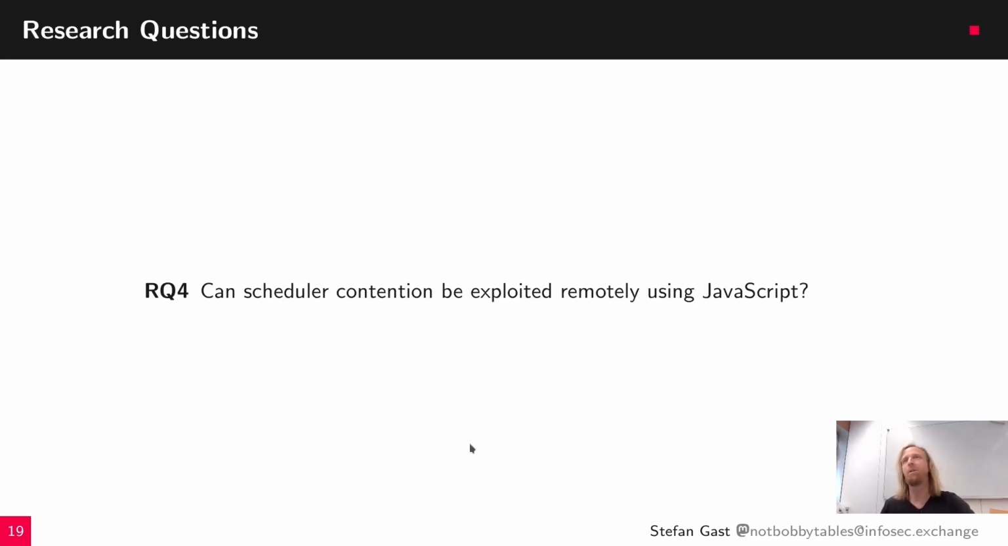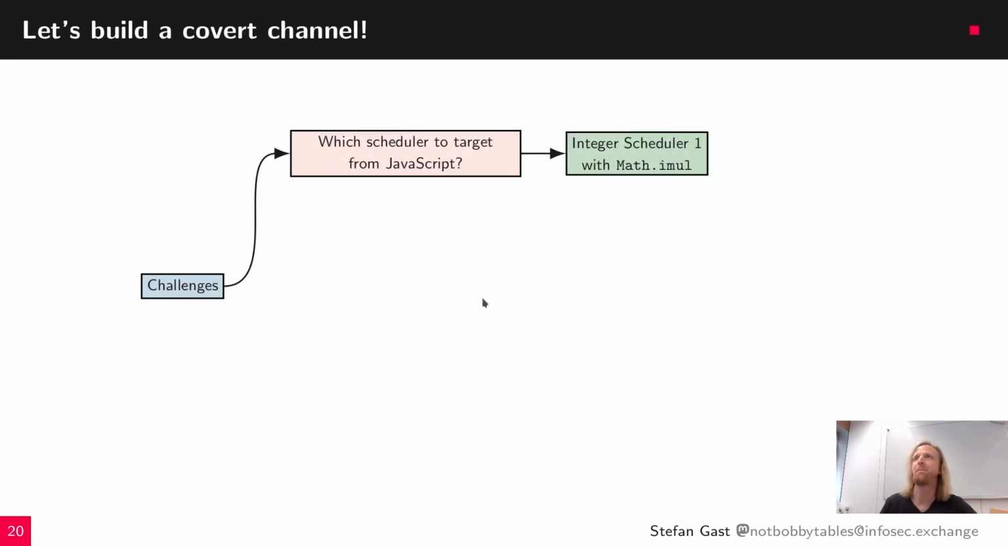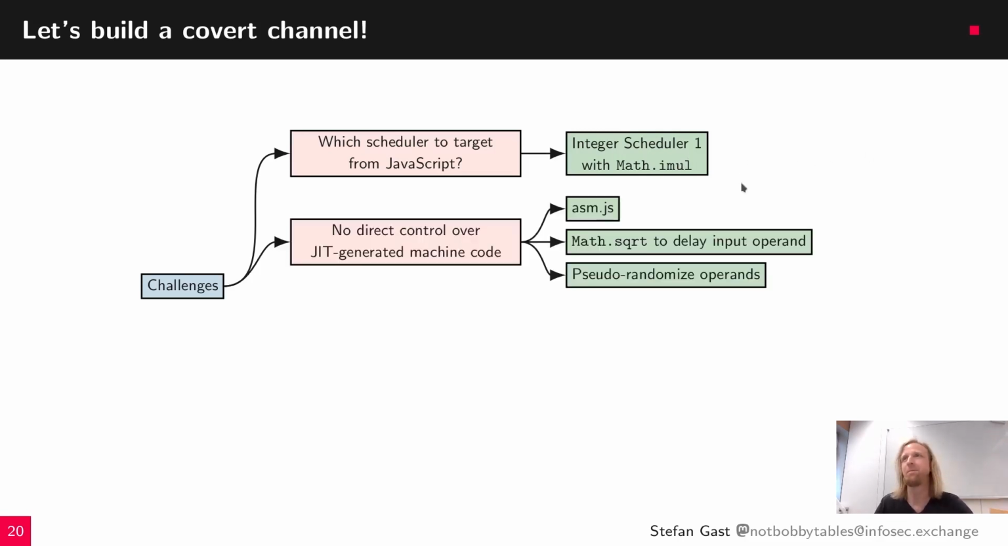And now the fourth and final research question: can we also exploit scheduler contention remotely by using JavaScript? Turns out, yes, we can, but there are several challenges I want to discuss a little bit now. So first question is, well, okay, which scheduler can we target from JavaScript? It turns out that JavaScript has this Math.imul function, which causes the JIT compiler to basically emit imul instructions directly, so we can directly prime scheduler 1.